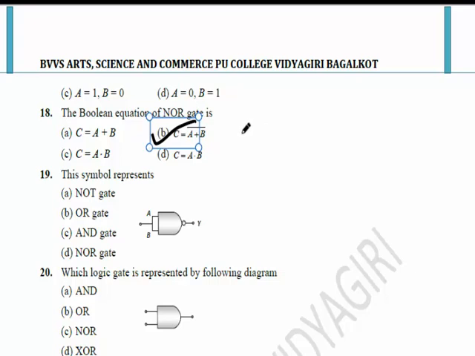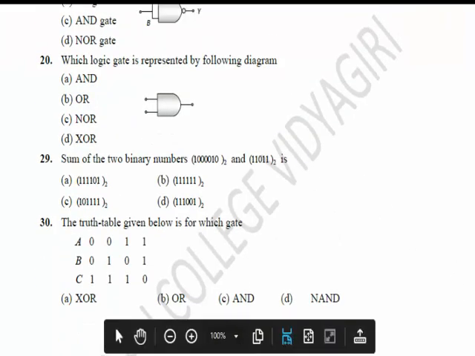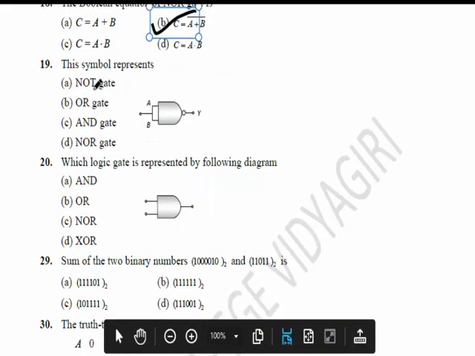18th, sorry, B is correct. 18th, B is correct, not C, B. Next question, we move to the next question. So, 19th question.